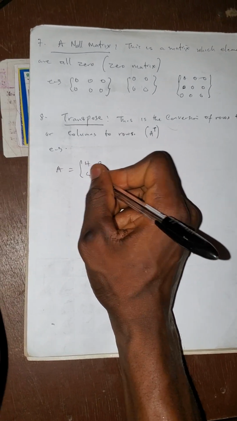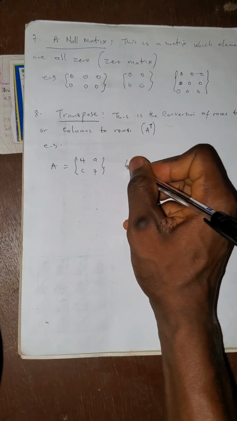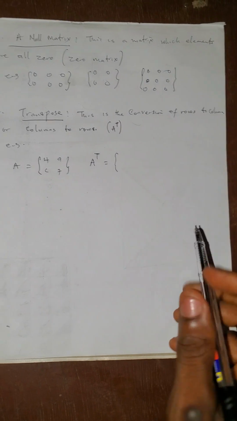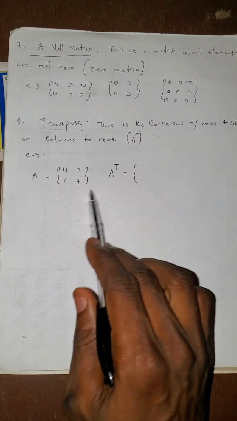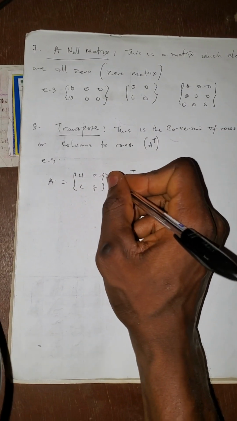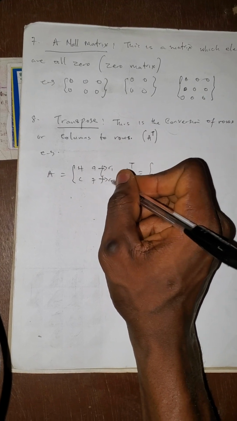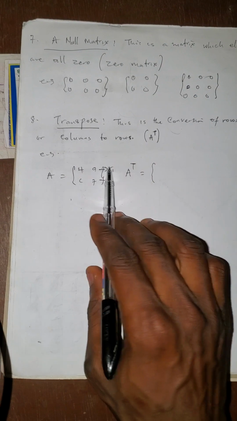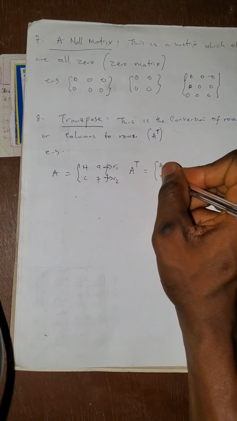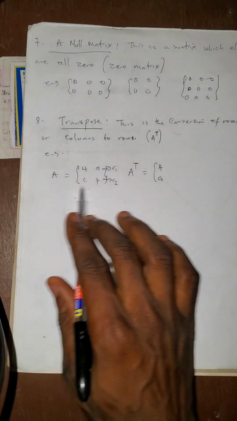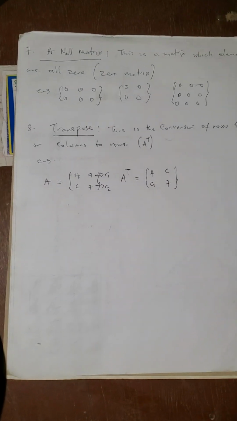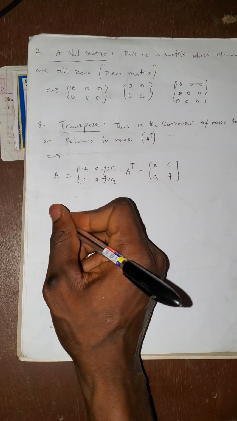Now, for instance, if you are given A to be 4A C7, and you are asked to find A transpose, you can either convert rows to columns or columns to rows. Now, the easiest way, let's convert rows to columns. This is the first row, this is the second row. So take the first row to the column, so it becomes 4A like this. Then the second row to the column, that will be C7. So this is the transpose.